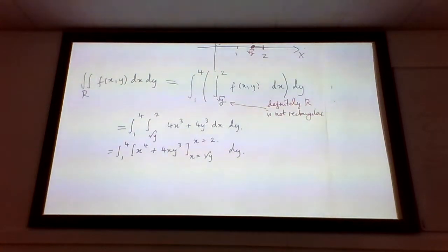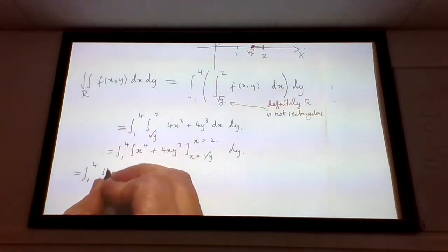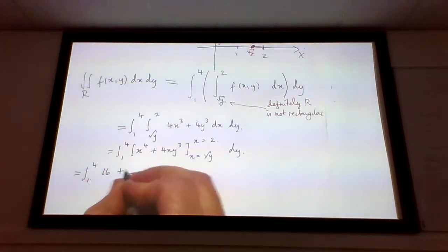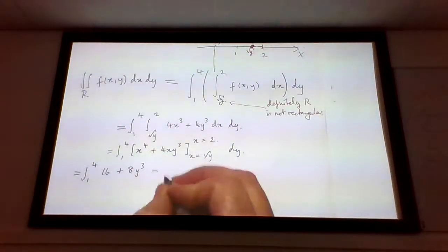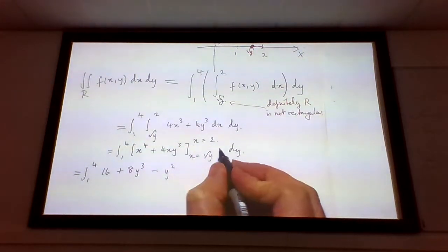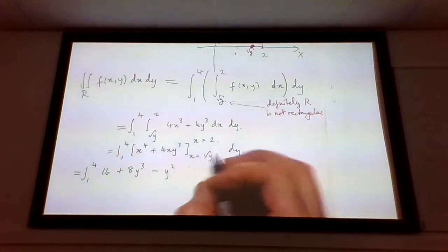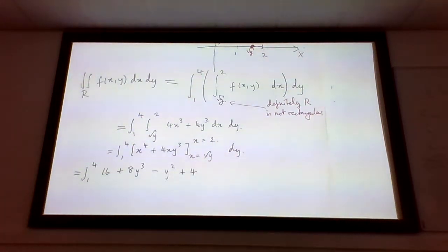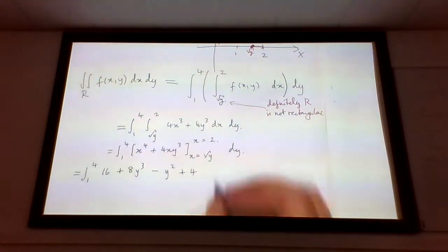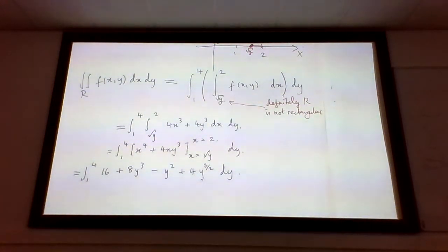So we can do this evaluation now. This is the integral from 1 to 4. Putting in x equals 2, you get 16, 2 to the power 4, plus 8y cubed, I think. And then we're subtracting square root of y to the 4, so that's y squared, plus 4 root of y times y cubed. So that's plus 4 times y to the 3 plus a half, 3 is 6 halves, so that's y to the 7 over 2, dy, I believe.